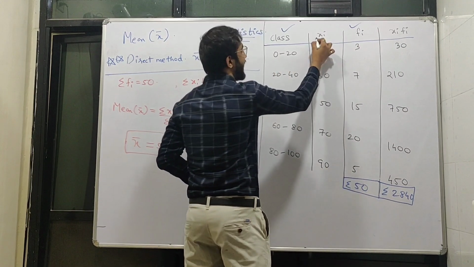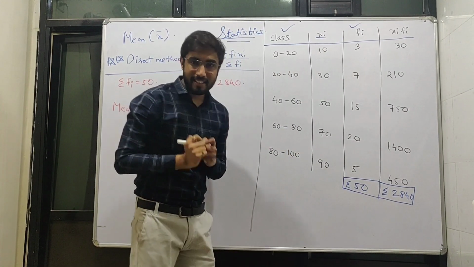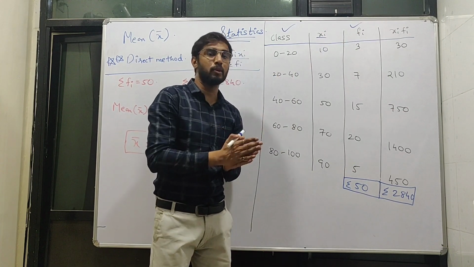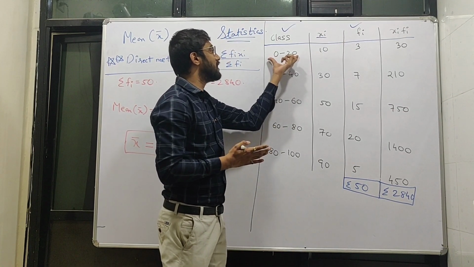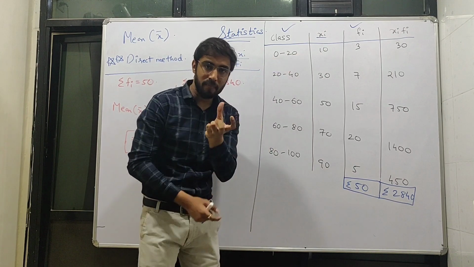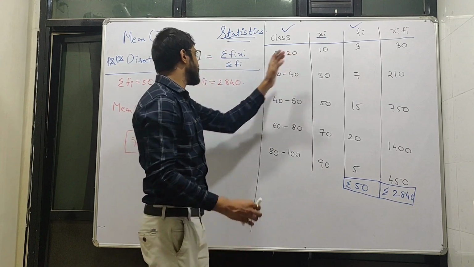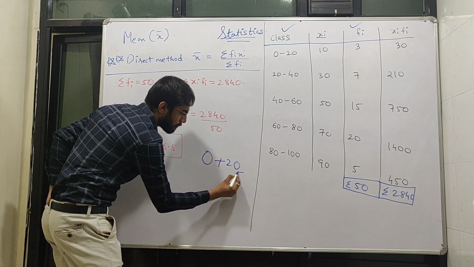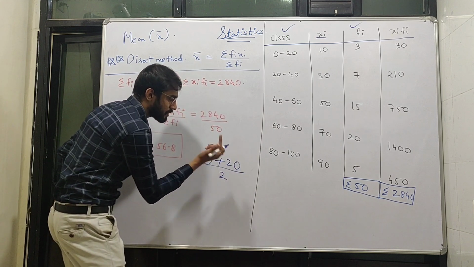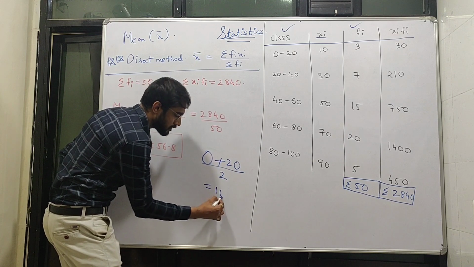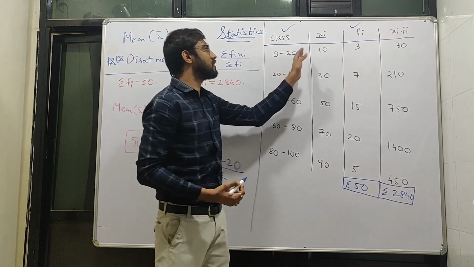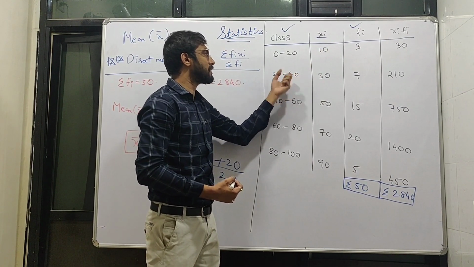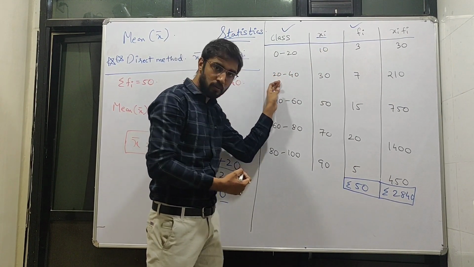So what is xi? xi is the class mark, or we can say the midpoint, the average of these two numbers, 0 and 20. So 0 plus 20 upon 2. 20 plus 0 is 20, 20 divided by 2, answer is 10. So the average here is 10. Next, 20 to 40, average: 40 plus 20 is 60, 60 upon 2 is 30.